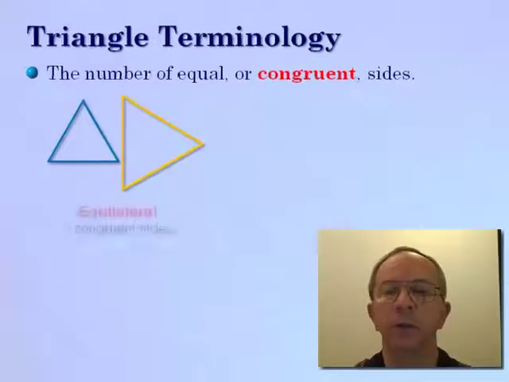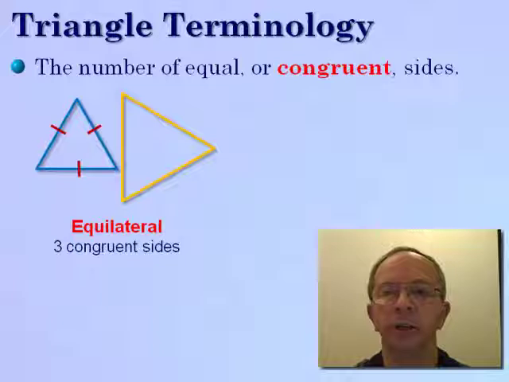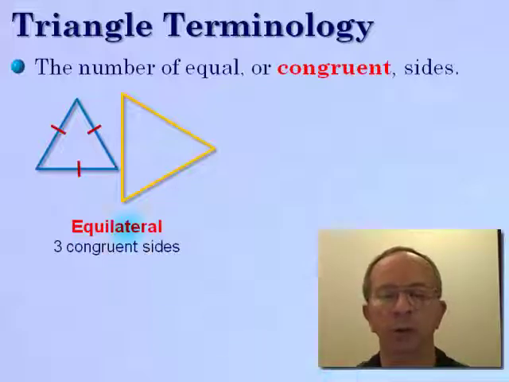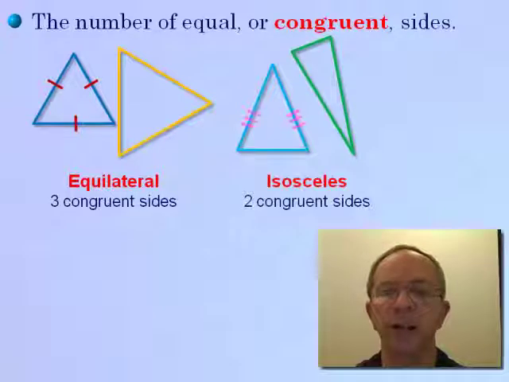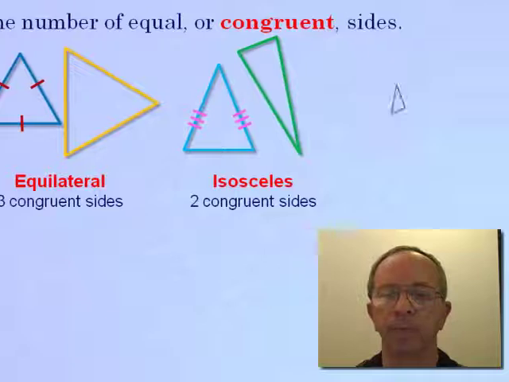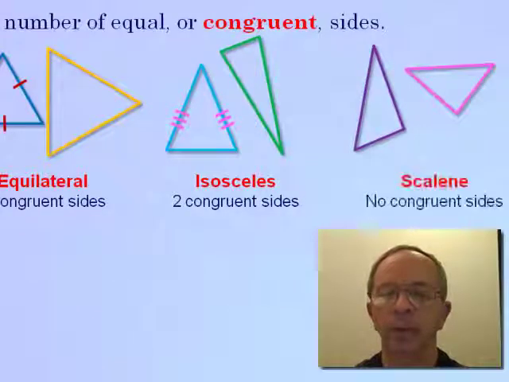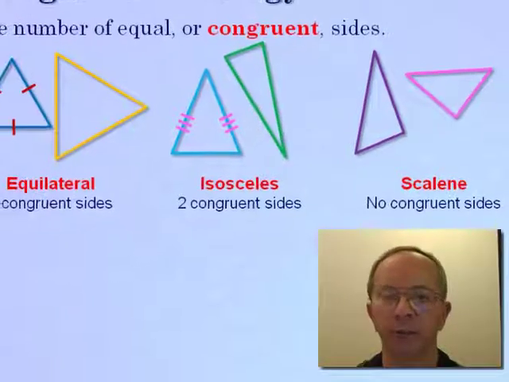Now there's some important terminology that you may encounter in your study with triangles. For example, we have equilateral triangles that have 3 congruent sides. We show congruence many times by just putting a tick mark on the equal sides. We have isosceles triangles, which have 2 congruent sides. And we've got scalene triangles that have no congruent sides. Every side is a different length.